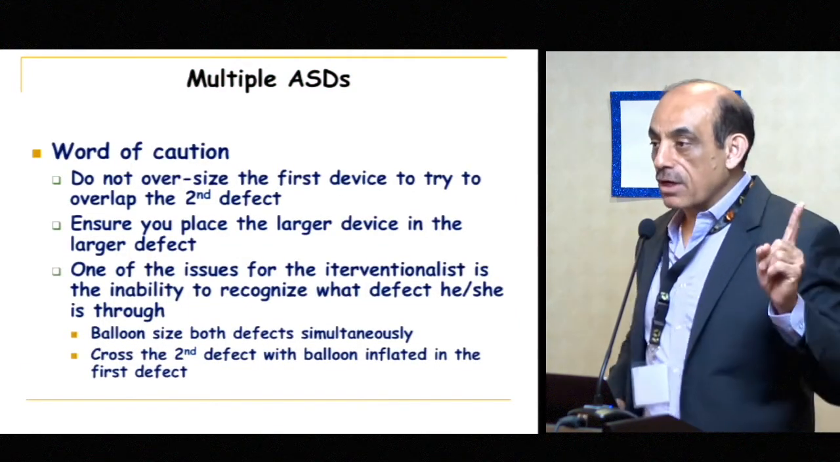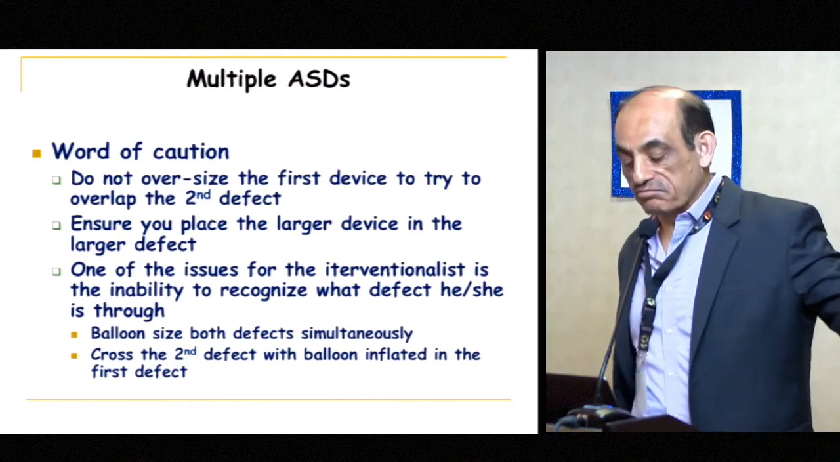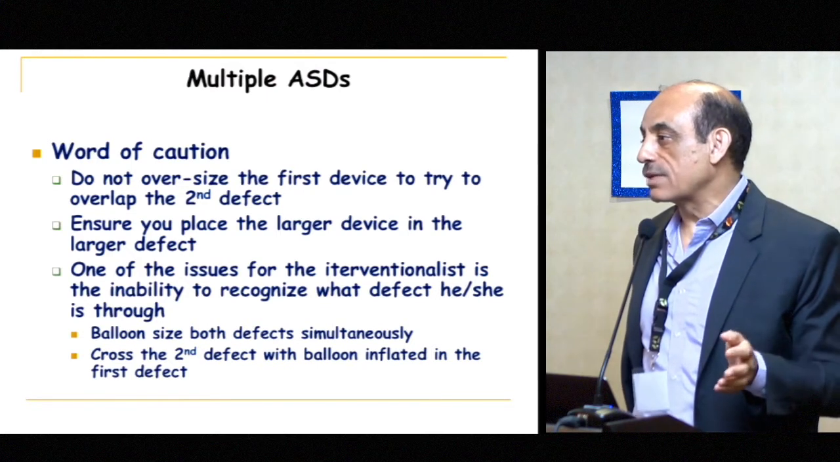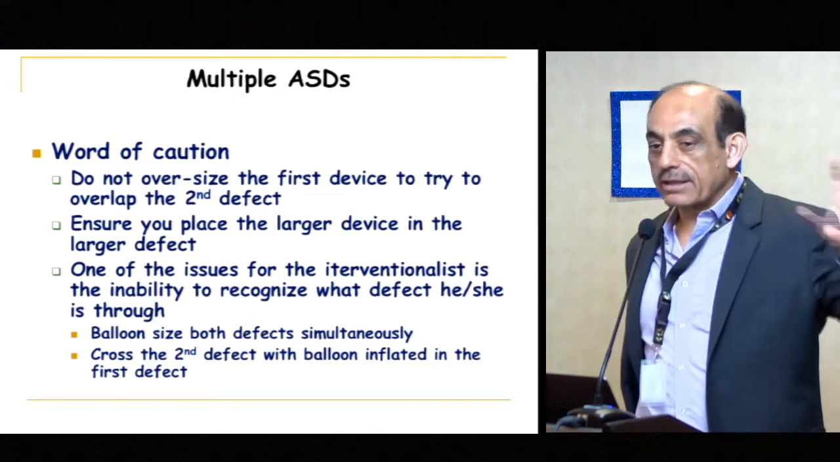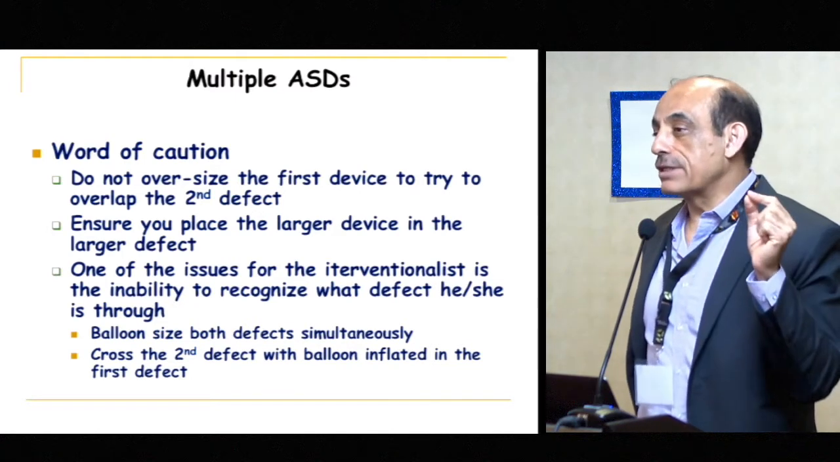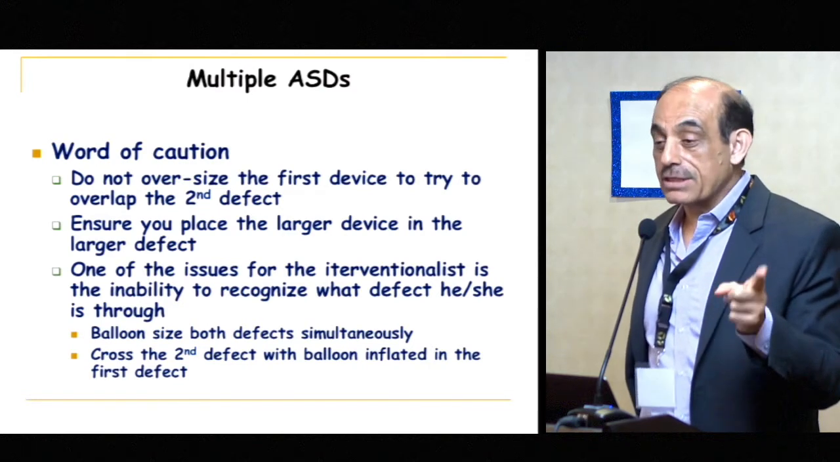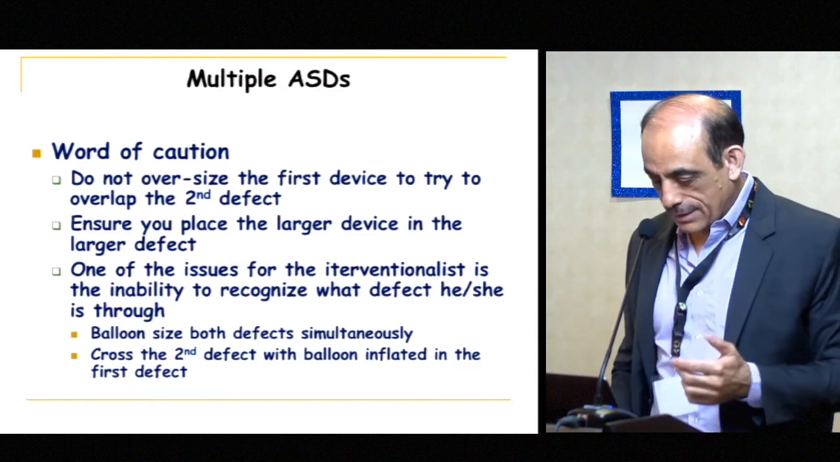Now, the word of caution from my perspective is do not oversize one device significantly to cover every defect. There is absolutely no reason to. If it is expensive, send him to surgery. But don't oversize and make it look uglier to cover other defects. One bad thing you can do is you can tear the atrial septum by putting a really large device, and you think the patient is safe, and 8 hours later, the device could have embolized. Okay?